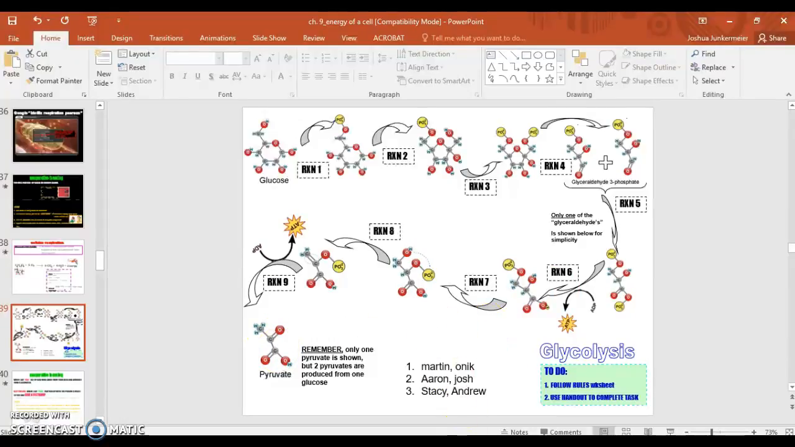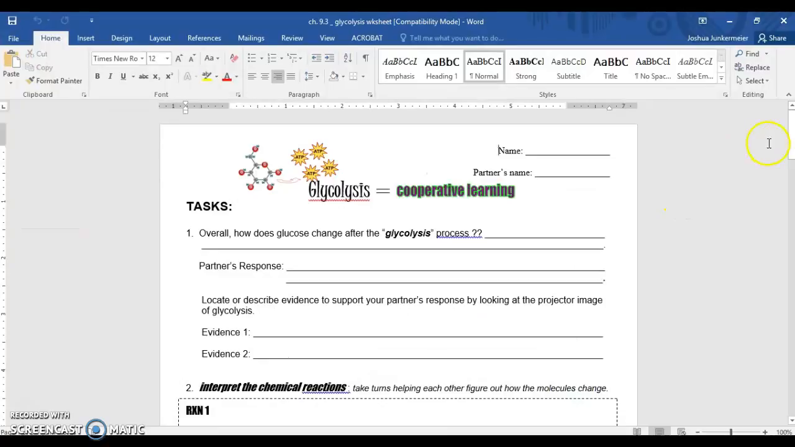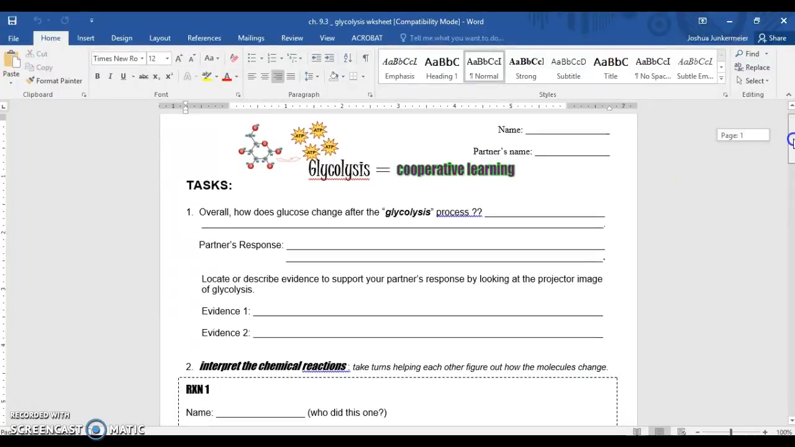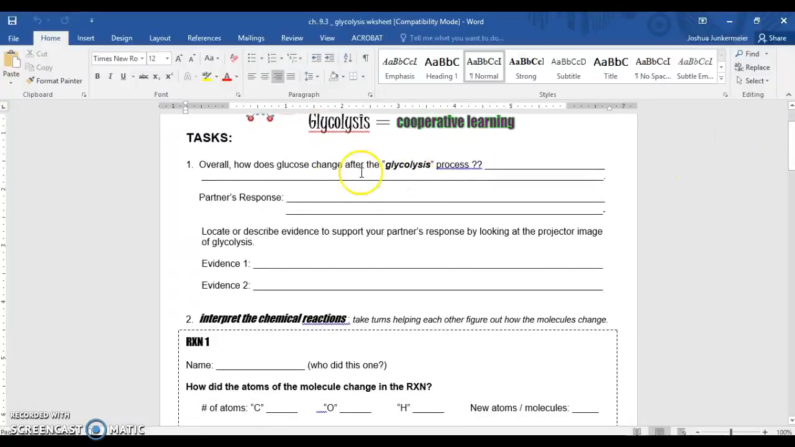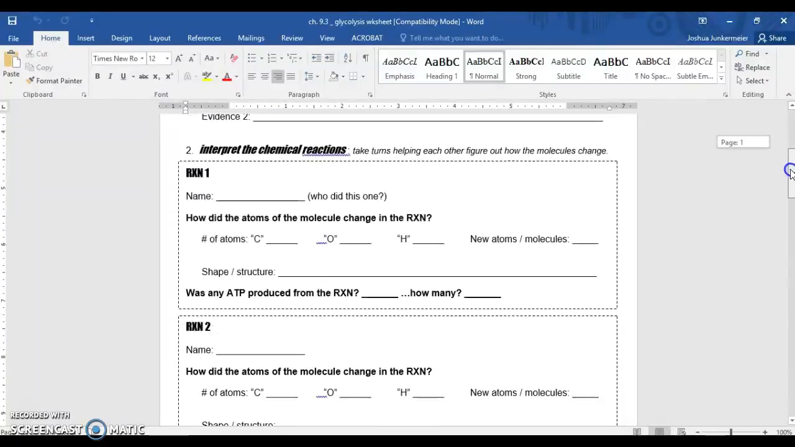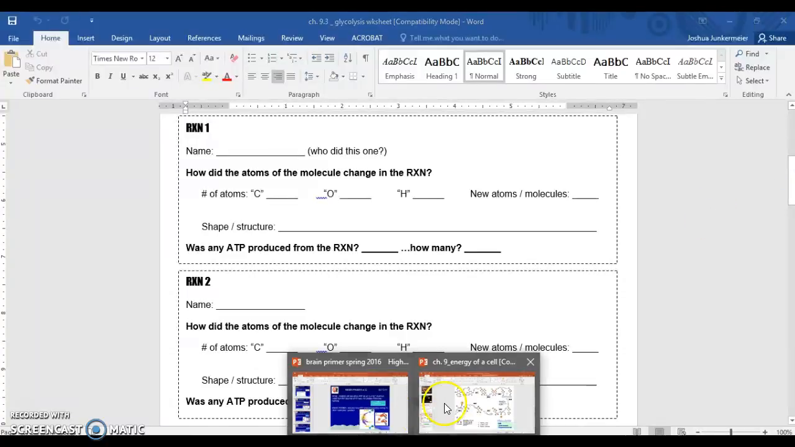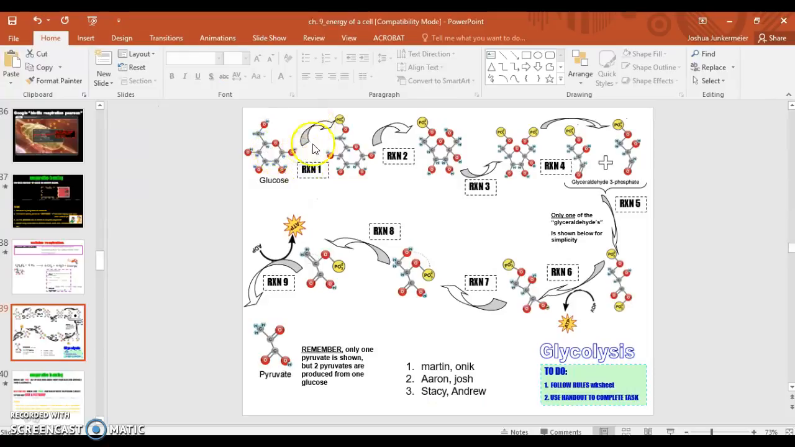The worksheet for this assignment, if you haven't done it, looks like this. Now it has space for a partner's name, but don't worry about that if you haven't done it yet. But you need to look at the overall process and summarize what you think is happening in glycolysis. And then you go from reaction to reaction, and each reaction is this to this. So reaction 1 is glucose going to this. Reaction 2 is this going to this. Reaction 3 here would be this molecule going to this one.